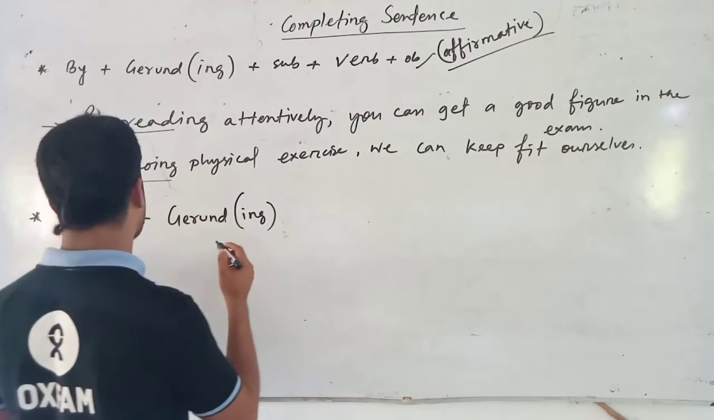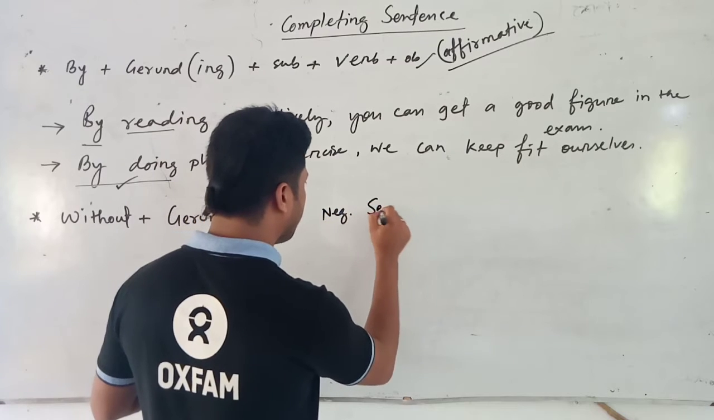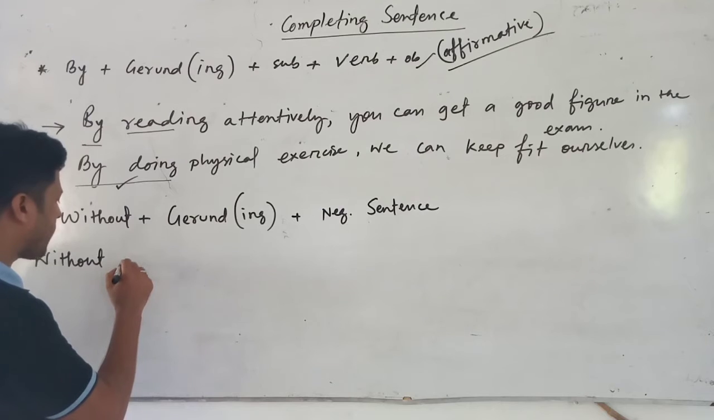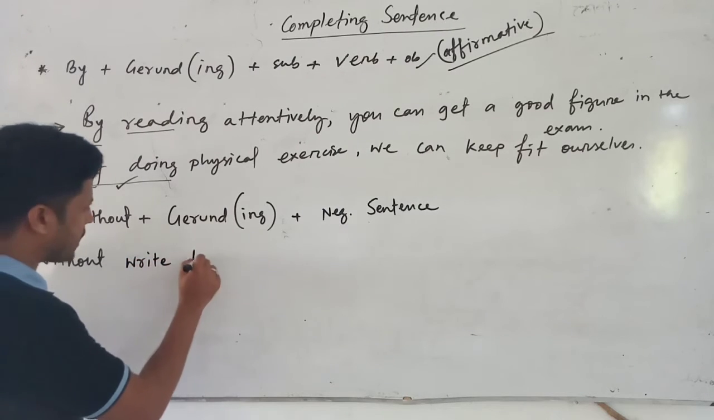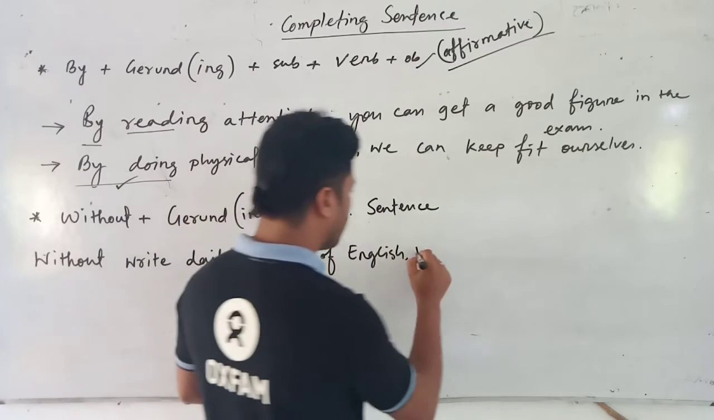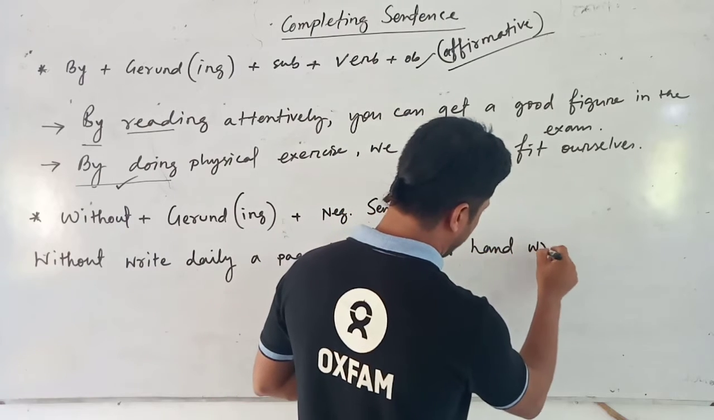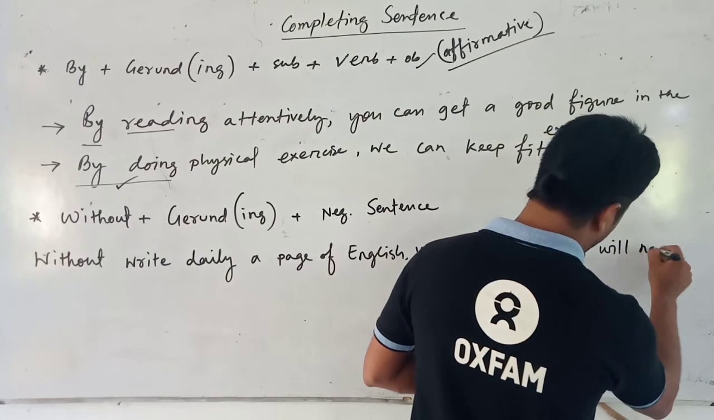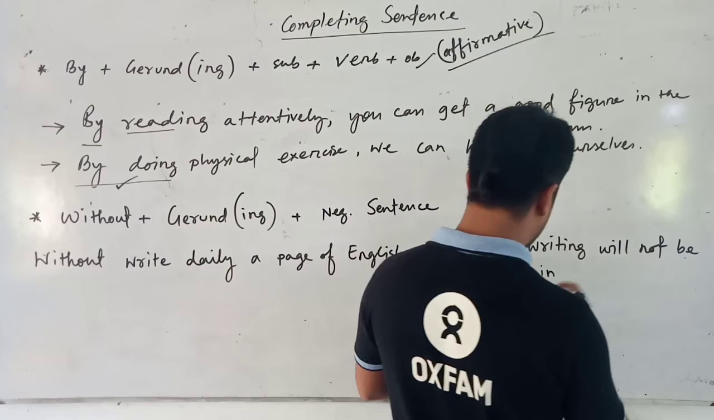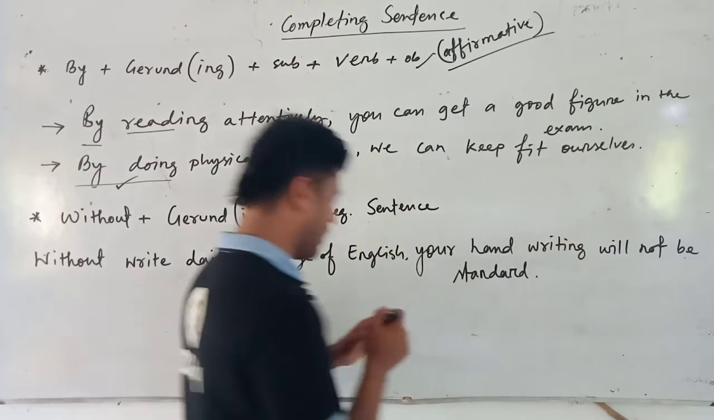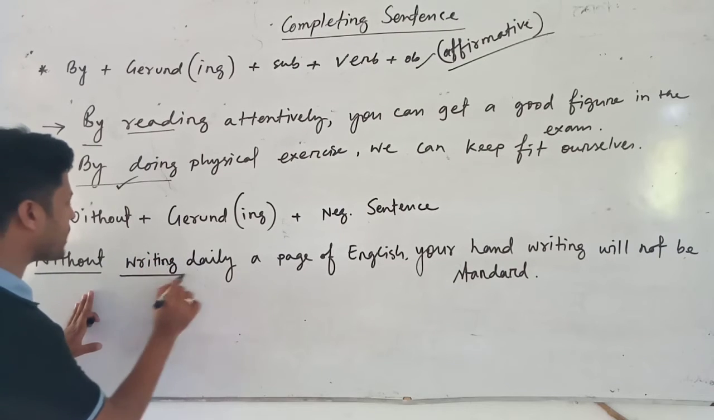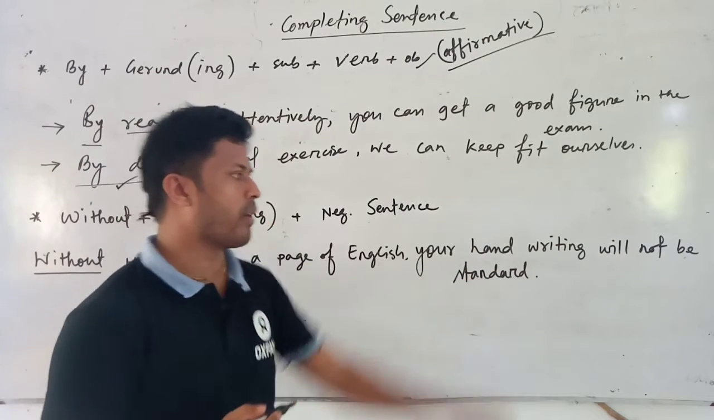Then without plus gerund: if we use without and gerund, then we use a negative sentence. Now, without writing daily a page of English, your handwriting will not be standard. So you can see here I have written, without writing daily a page of English, your handwriting will not be standard.